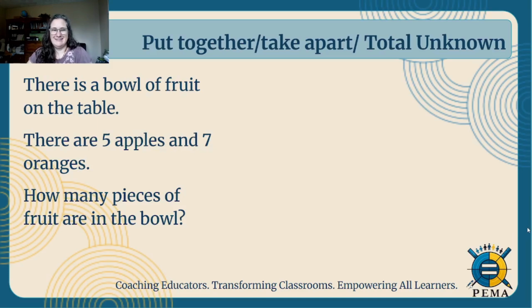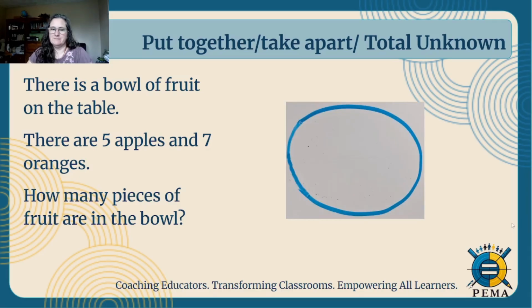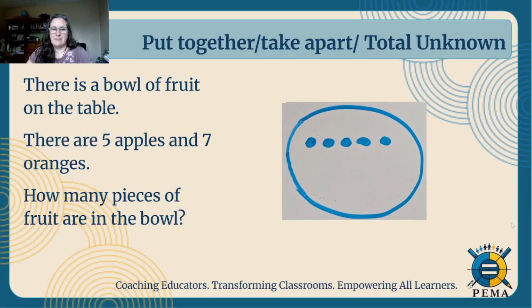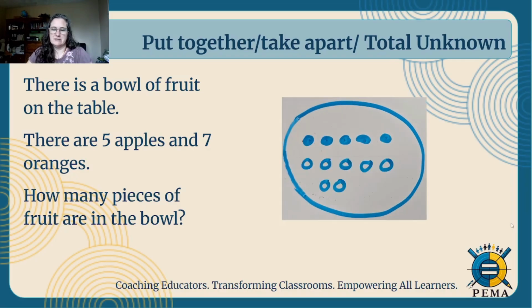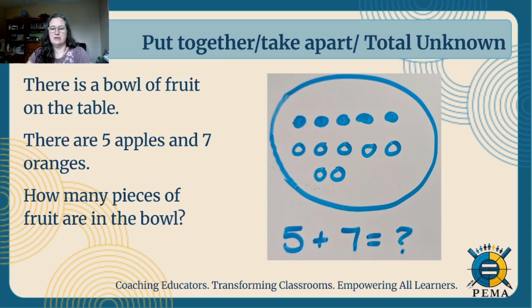Here's our first problem. You already looked at it. There is a bowl of fruit on the table. There are 5 apples and 7 oranges. How many pieces of fruit are in the bowl? So we know from the start of this problem we have a bowl of fruit. We know we have 5 apples and 7 oranges. There's no adding to it or taking from it. They're all there in the bowl on the table together. The question is, how many pieces of fruit are in the bowl? So we really want to know what is the total. We know the parts that we have. We just need to add them together and find the total.